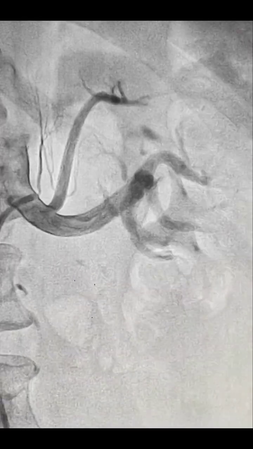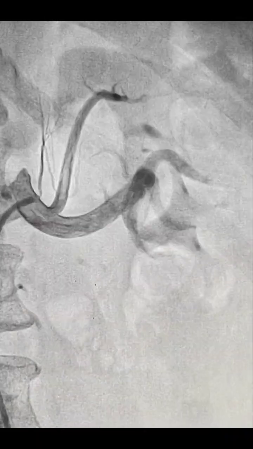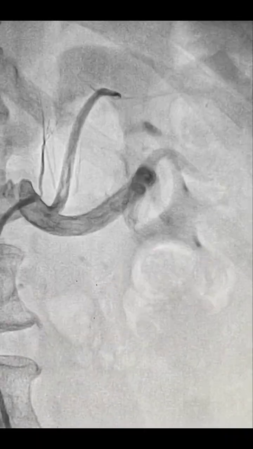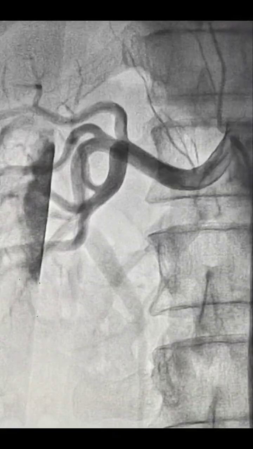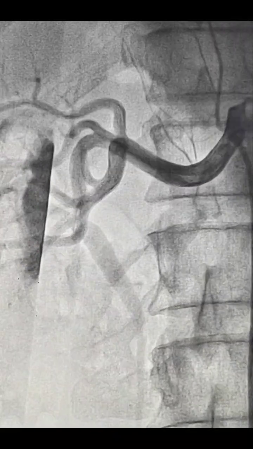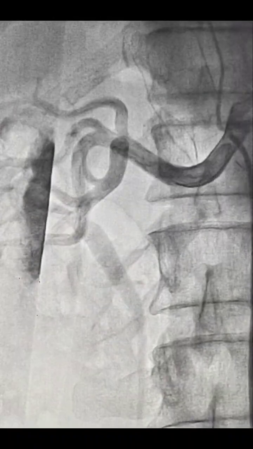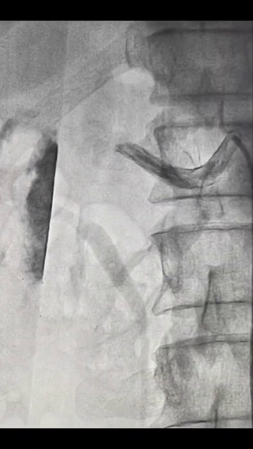You can see the normal ostium of the left renal artery. The diameter is almost 8 to 10 mm in the proximal renal artery. This is the left renal artery, and this is the right renal artery. So both renal arteries are normal. There's no stenosis.